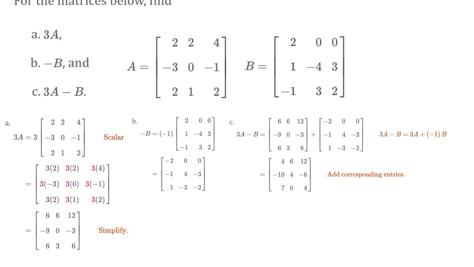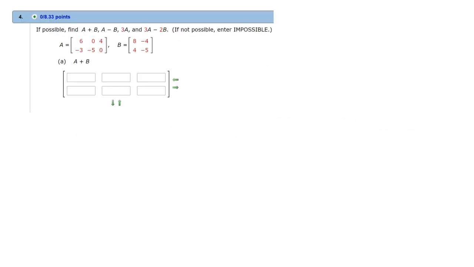All right. So now this one's copied right off your computer homework. It says, if possible, find a plus b, a minus b, 3a, and 3a minus 2b. Okay, we can do this. So let's do the first one, a plus b. Now, what did we say? In order for us to add two matrices together, they have to have the same size.